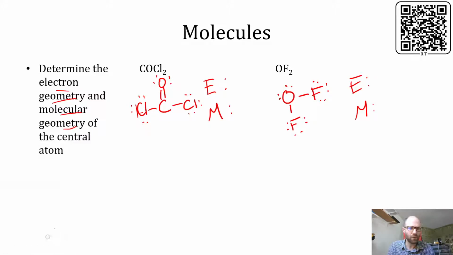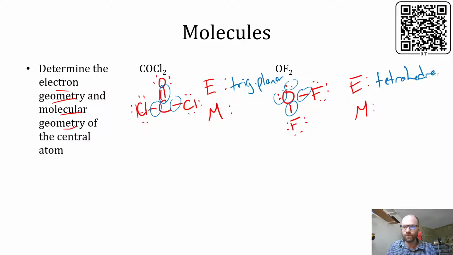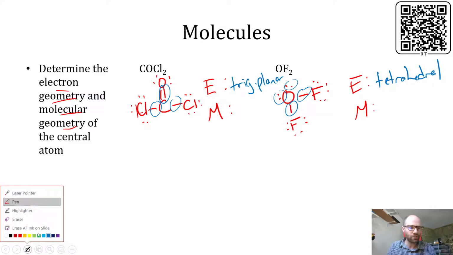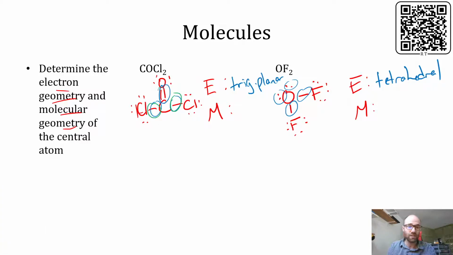Just as before, for the electron geometry, we're just going to count up the bonding domains. Here we've got 3, just like we saw before, and so that would be trigonal planar. Here we have 4, and so that's going to be tetrahedral. The molecular geometry here is going to be based on the bonded atoms, and you can see we still have 3 bonded atoms, no lone pairs, so they're going to match. But for the OF2, we're only going to look at the bonded atoms. And here we've shown when you have 2 and 2, this is a bent configuration for that OF2.